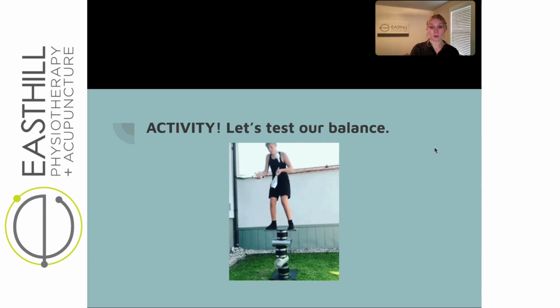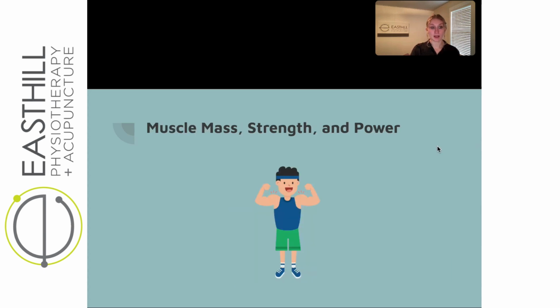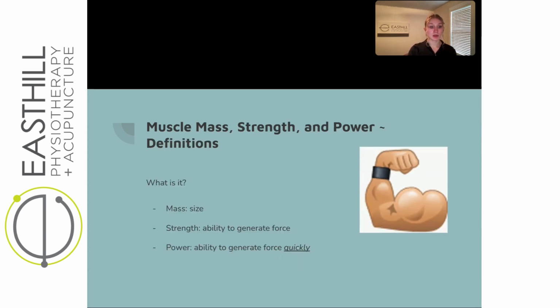Okay, so we'll move on from this activity and we'll take a look at muscle mass, strength, and power. So just starting off by defining what exactly these are. Our muscle mass refers to the size of our muscles, whereas our strength refers to our ability to generate force. Now, power differs slightly, as this is our ability to generate force quickly. So some examples of powerful movements can include pitching or swinging a baseball bat, where we want to generate that force quite quickly for the desired outcome.